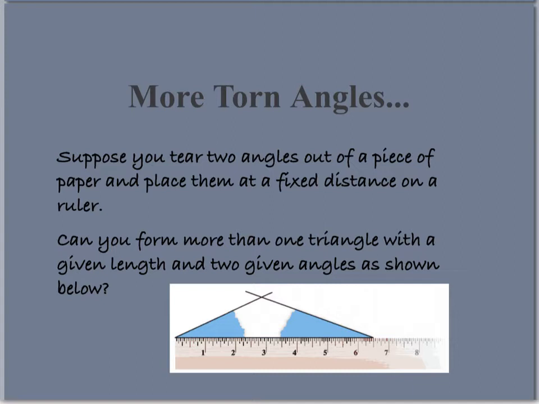So we've got the two angles that we tore out, and we set those, in this case, about 6.5 inches apart from each other, or at least the vertices are 6.5 inches apart from each other. The question is, can you form more than one triangle? Let's investigate that a little bit.